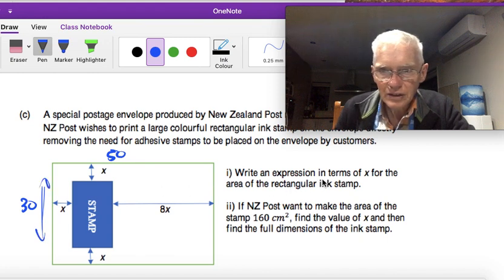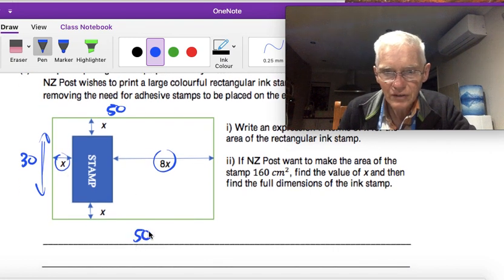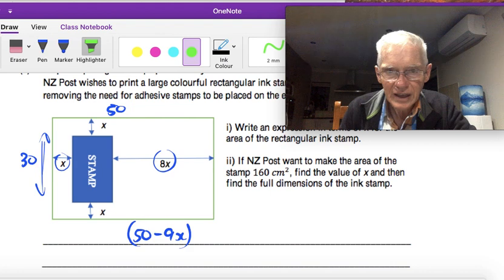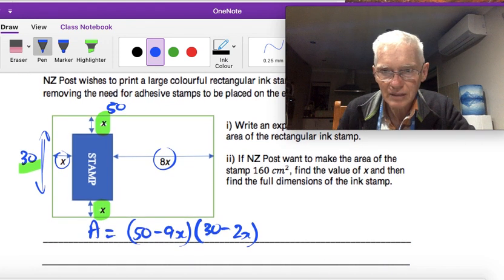So we have to find an expression in x for the area of the rectangular ink stamp. This 50 has 8x and an x, that's 9x, missing from it. So 50 minus 9x will be the width of the stamp. And this 30 has x and another x missing from it, so 30 minus 2x will be the height of the stamp. So there's the area of the stamp. That's an achieved mark for doing that.